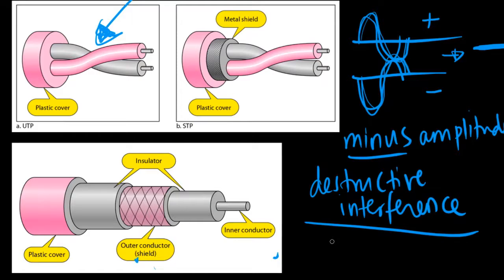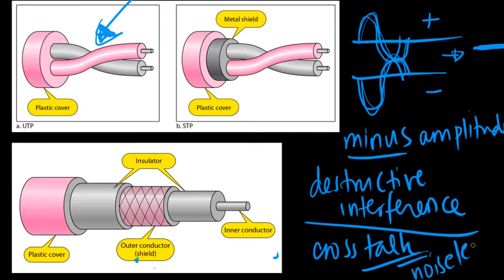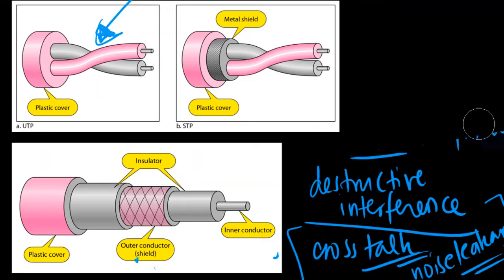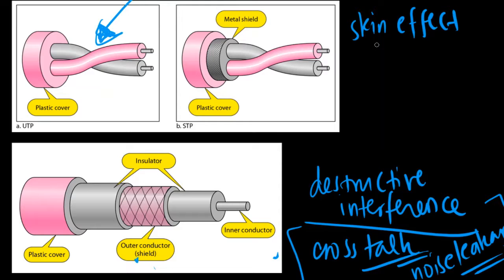Also, it improves crosstalk and noise leakage. Noise leakage is also reduced. But it was good until they went higher. As they went higher in frequency, since our lower frequencies were getting crowded, and a lot of technology was being invented, they got to experience the so-called skin effect, which I think I mentioned to you several times before.